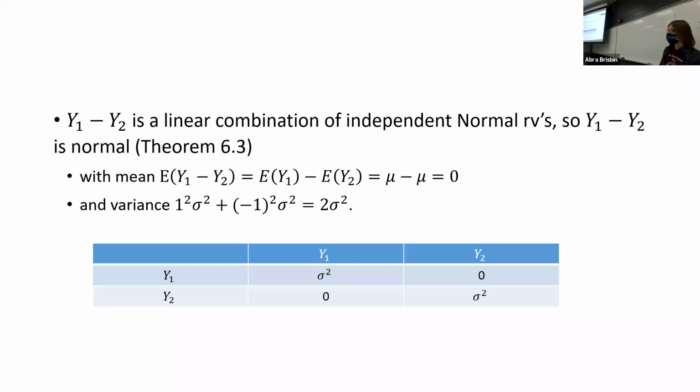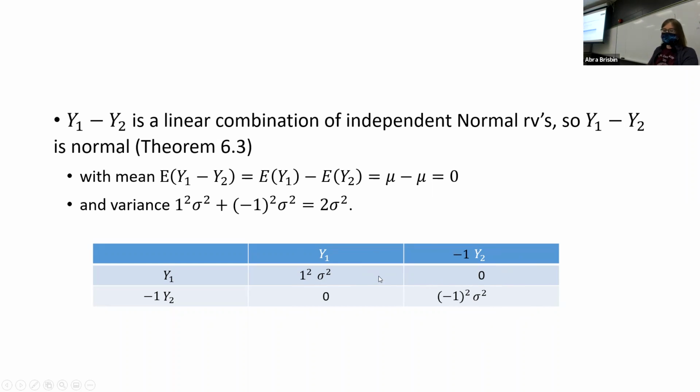All right. So our variance-covariance table looks like this. The variance of y1 is sigma squared because the standard deviation was sigma. Y2 has the exact same standard deviation, so its variance is also sigma squared. And the y sub i's were independent, so the covariance is 0. So that's our original table.